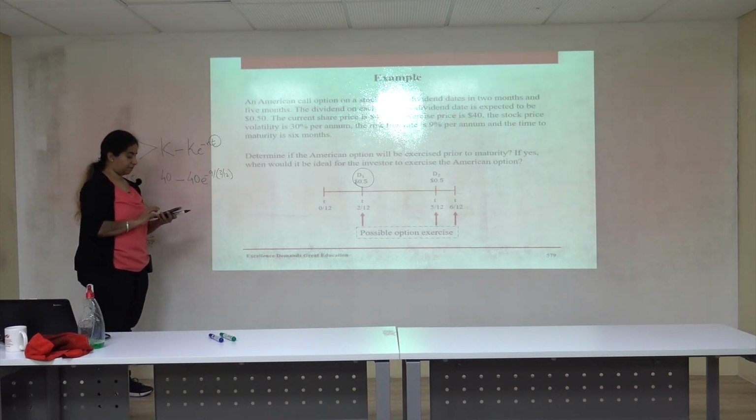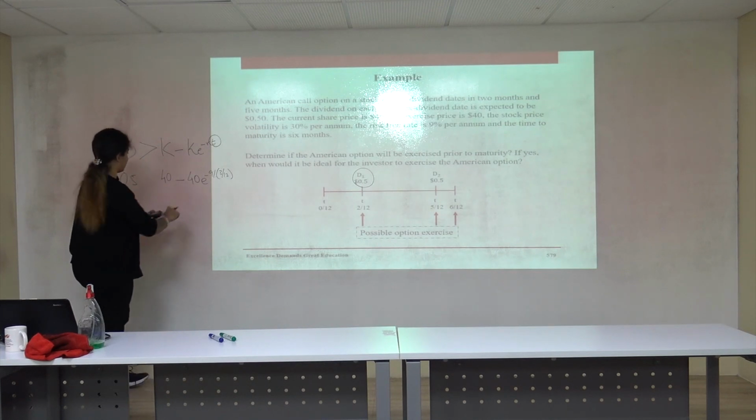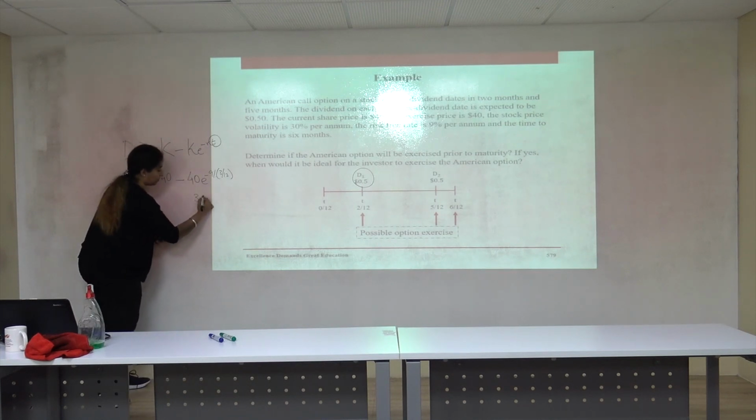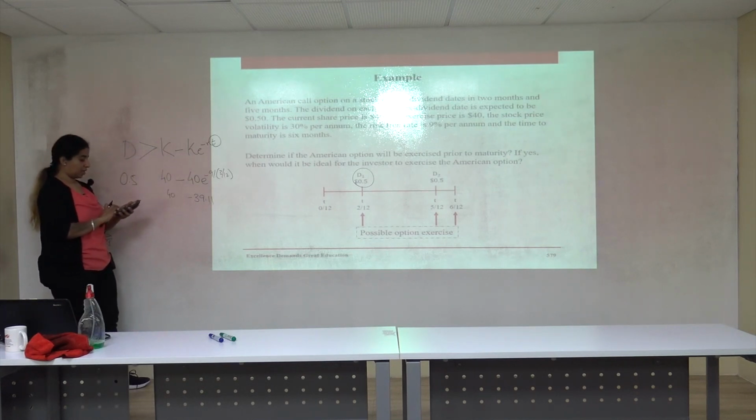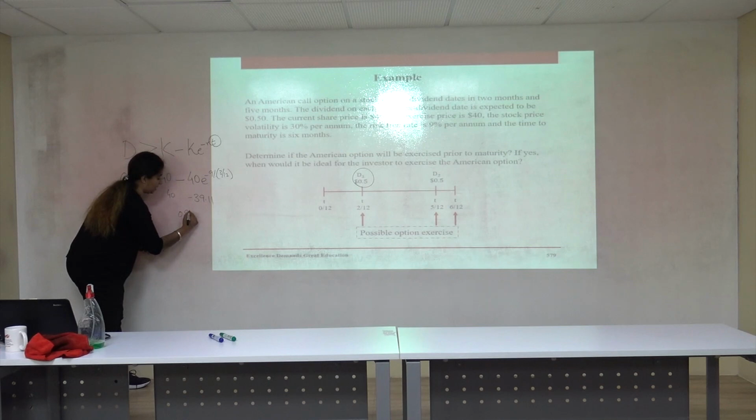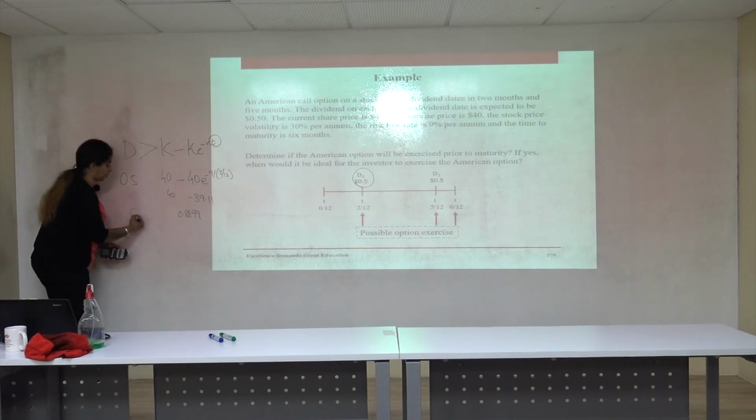3 by 12 into 0.09 negative, second e into 40. So I got 39.11 for this one minus 40. So for the difference of the two, I got 0.8899. And I compare this with the 0.5.